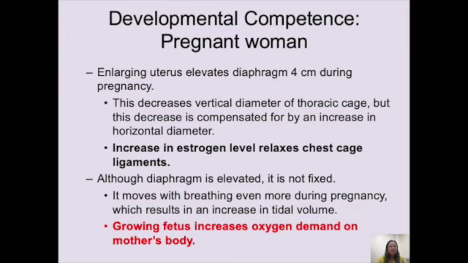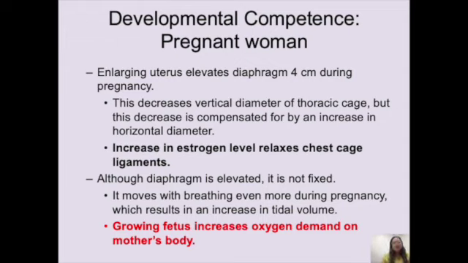With a pregnant woman, we knew all the changes that estrogen had on the body in terms of cardiac, but also estrogen helps relax the chest cage ligaments. So it's already more difficult to breathe because you have this growing baby inside, and it starts to push on that diaphragm and start pushing that diaphragm up towards the thoracic cage. And sometimes it can even elevate that diaphragm up to 4 centimeters during pregnancy. So you can imagine how difficult it is to breathe.